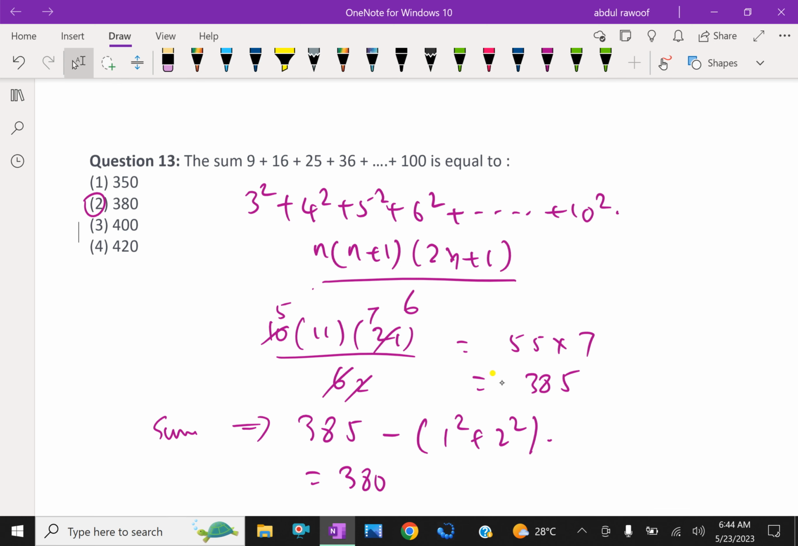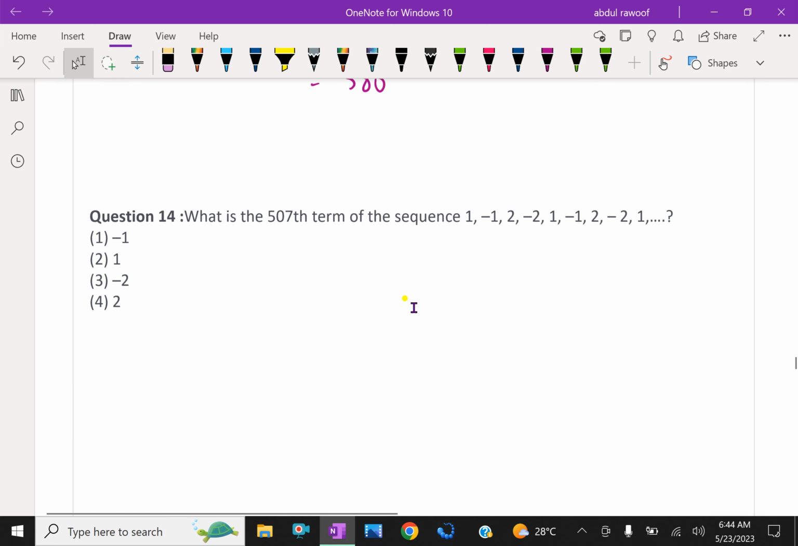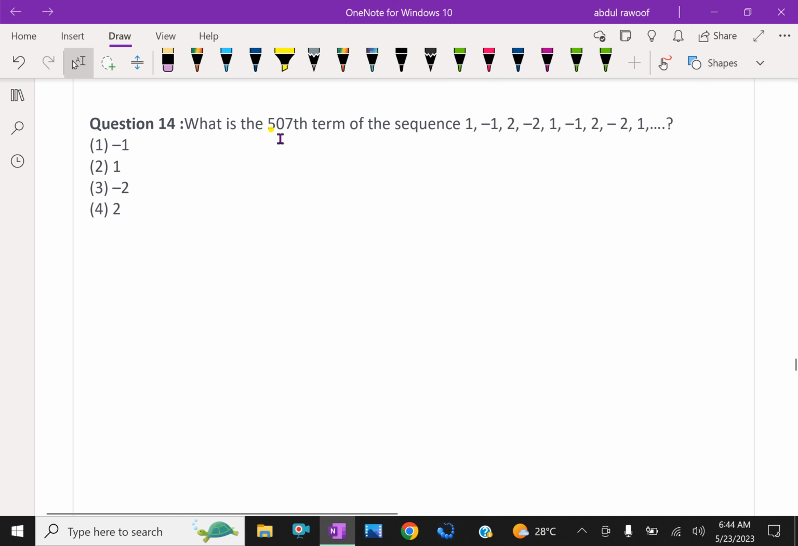Next question. What is the 507th term of the sequence? Here, look at the sequence: 1, minus 1, 2, minus 2, 1, minus 1, 2, minus 2. Every fourth term is repeating. That is, every four terms are repeating: 1, minus 1, 2, minus 2, 1, minus 1, 2, minus 2, 1.